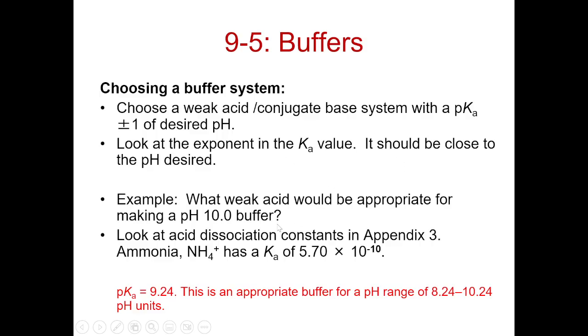So again, what weak acid would be appropriate for making a pH 10 buffer? Could I use acetic acid and just add base until it gets to pH 10? No, I would have used up all my buffer, right? That'd be useless. So what weak acid would be near there? Well, something like ammonium, right? Something that's normally a weak base, and we've acidified it. So ammonium, NH4+, has a Ka of 10 to the negative 10, right? So it's very close to where our buffer should be. That would be appropriate.